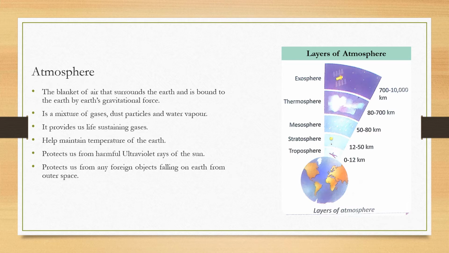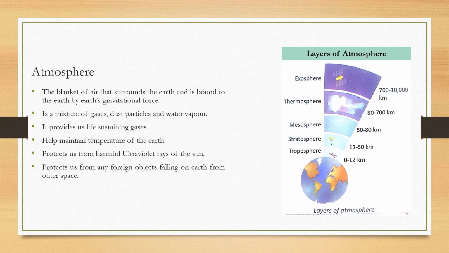So we know that the atmosphere is made up of 5 layers. Beginning from the surface of the earth, the closest is the troposphere, which is up to 12 kilometers. Beyond that is the stratosphere, up to 50 kilometers. Beyond that, the mesosphere, up to 80 kilometers. Then the thermosphere, which is up to 700 kilometers, and the exosphere, which is from 700 to 10,000 kilometers. After that is space.